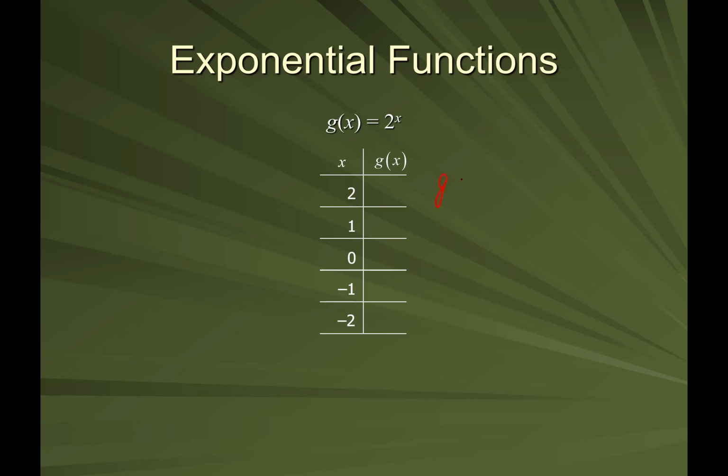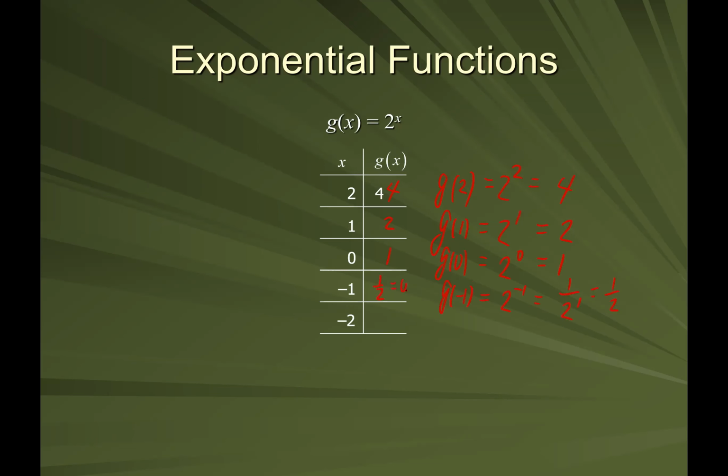So for the first one, you want to find what g(2) is, right? When x equals 2, we look at g(2). So 2 to the 2nd power becomes 4. So the first number is 4. Second number, g(1) is 2 to the 1st power, that's 2. And then g(0), that's 2 to the 0 power. Any number raised to the 0 power is 1. So this is 1. Now g(-1) is 2 raised to the -1st power. It's 1 over 2 to the 1st power, it's half.